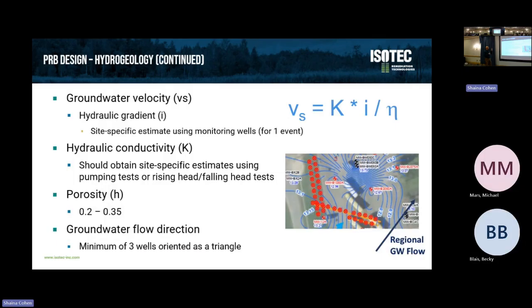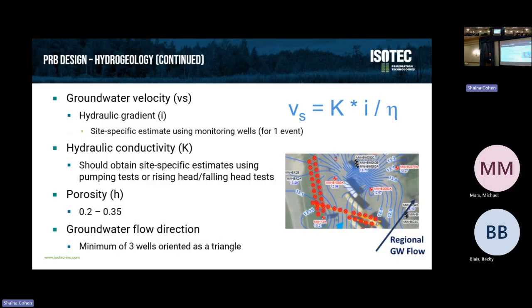All right. I've been told that every equation you lose half the audience, especially after lunch, but this is a pretty simple one. I hope most of you have seen this one. Getting into the hydrogeology and how important that is, especially for a PRB compared to even a grid injection. So this is the equation to get your seepage velocity at a site. Hydraulic conductivity is K, hydraulic gradient is I, and porosity is in the denominator here.